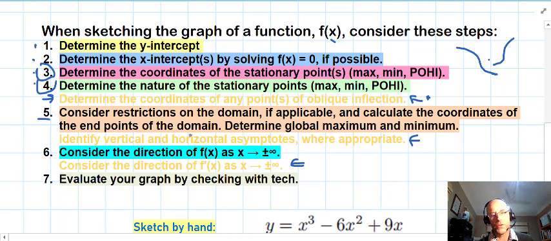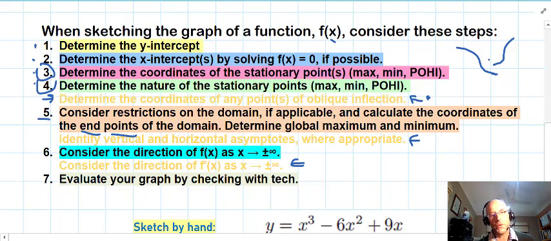We've got step 5. Consider the restrictions on the domain. Some tasks restrict the domain, and some tasks don't restrict the domain. This one we're going to do now is a restriction on the domain. And from that, calculate the coordinates of the endpoints. They're important. Don't forget to do them. Some people forget to do them, and there are issues, whether we're using this for curve sketching or graphing, or what's called optimization, which we'll learn very soon.